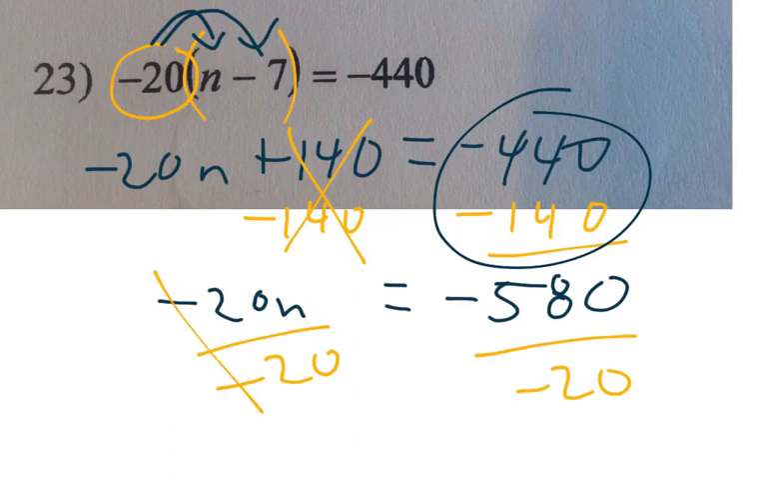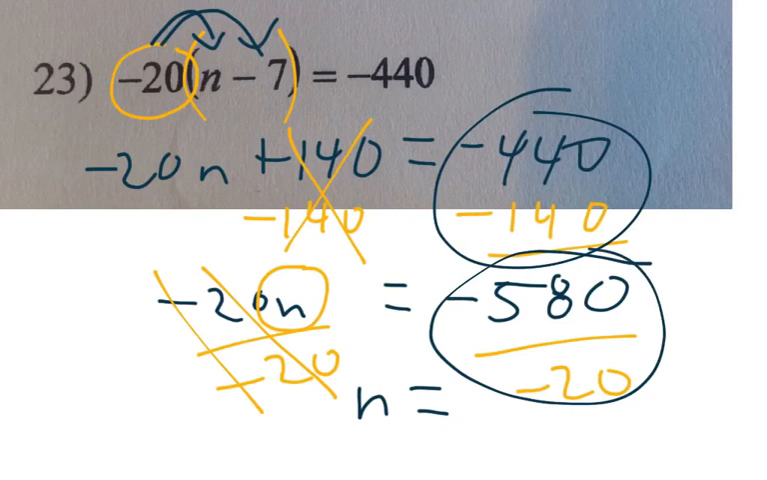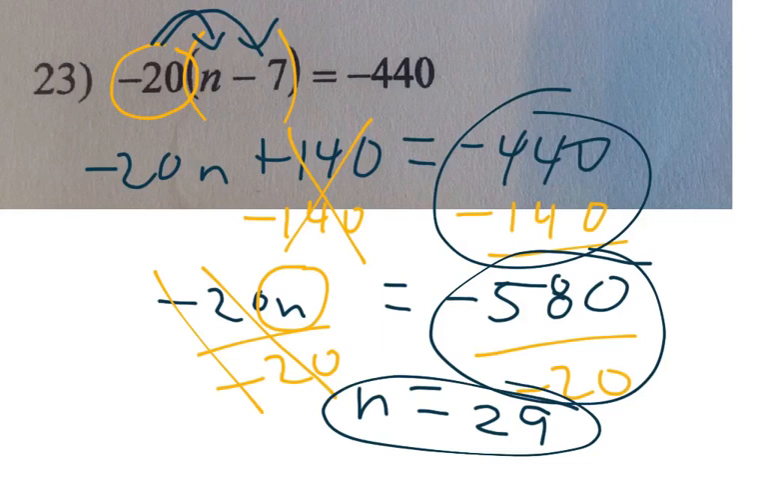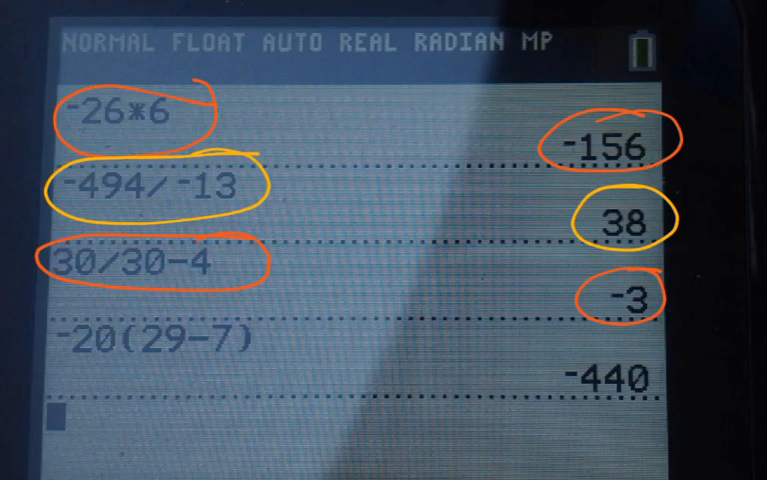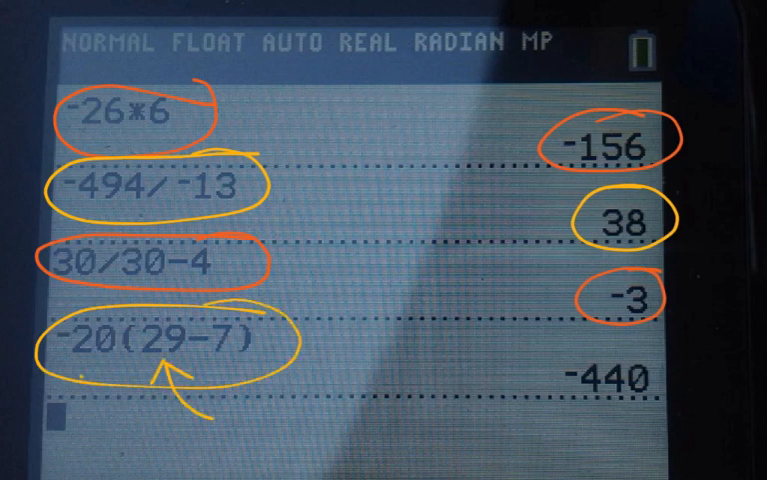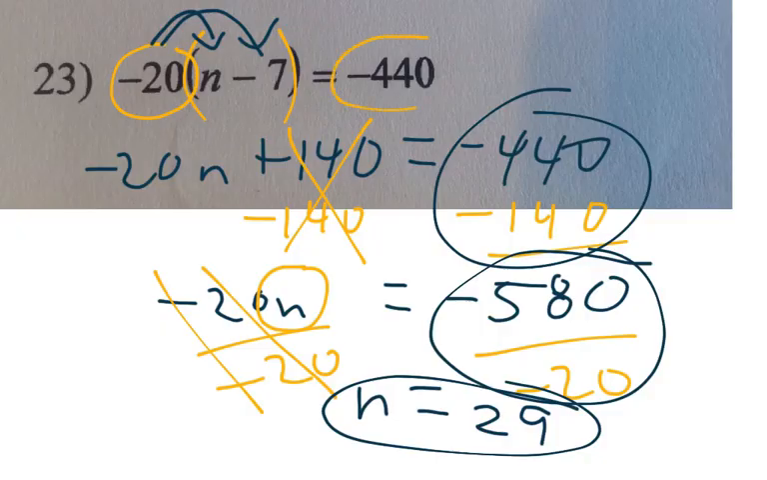Negative divided by negative is positive. 20 divided by 20 is 1. Notice I have an n left over equal to this. And if you use your calculator, guys, you will get 29. Pause the video if you need to. Now, how do you know if 29 is right again? Well, let's go ahead and plug it back in. As you can see right here, guys, negative 20, parentheses, I plugged in the 29, minus 7. When I calculated it, I got negative 440. And that is exactly what I got right there, isn't it?